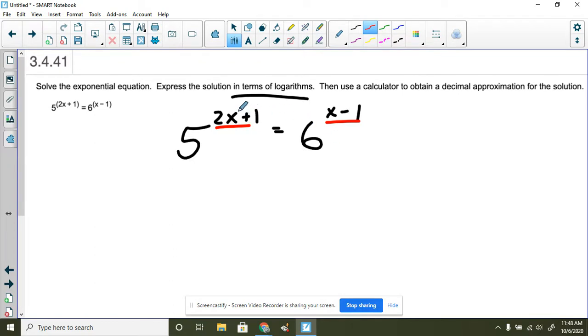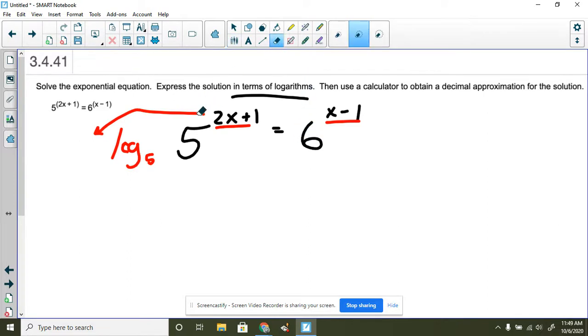Now, in a situation where both of these exponential terms have variables in them, you can take your choice. If the variable was only included here, I would definitely do log base 5, for reasons that have been discussed in a previous video. If I did log base 5, when the 2x plus 1 comes down, the log base 5 of 5 completely goes away, because that's equal to 1. It's not equal to 0, it's equal to 1. In this case, I would also have to do log base 5 over here.